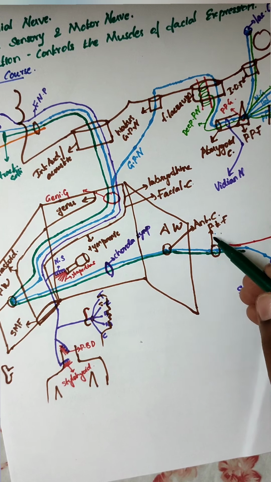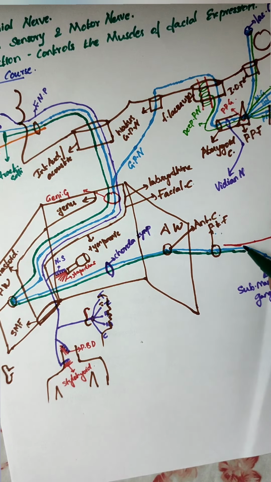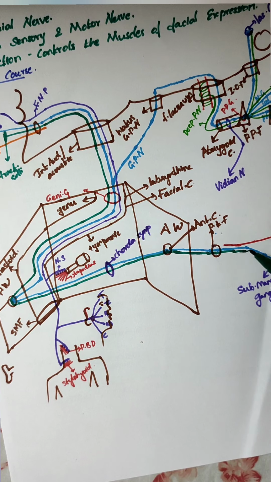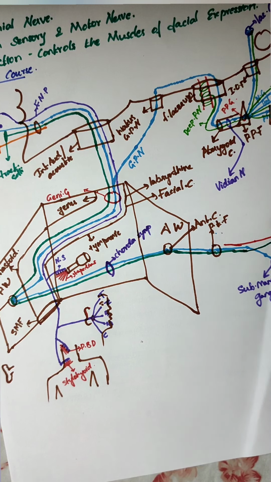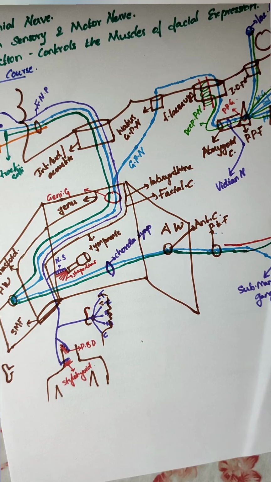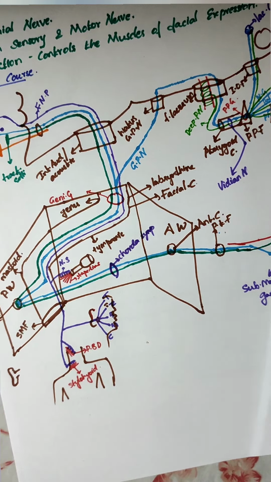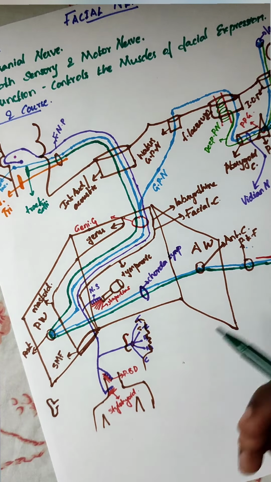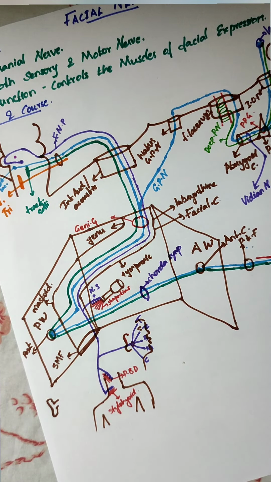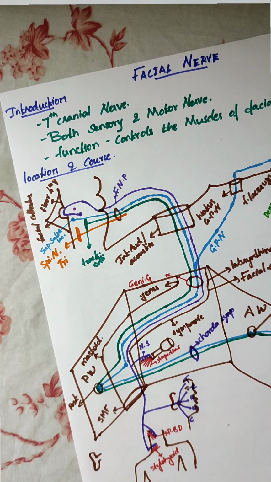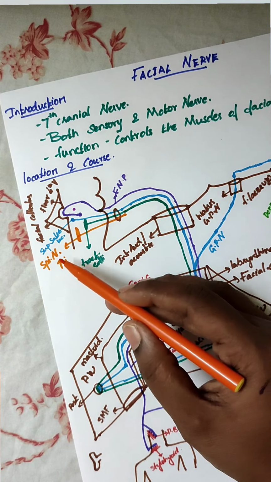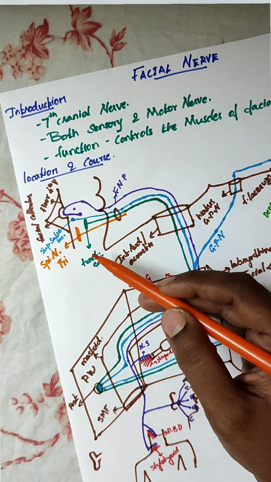After coming out of the petrotympanic fissure, the sensory fibers from the tractus solitarius supply the anterior 2/3 of the tongue. So that's about the sensory fibers from the tractus solitarius. Then come the sensory fibers from the spinal nucleus of the trigeminal nerve.